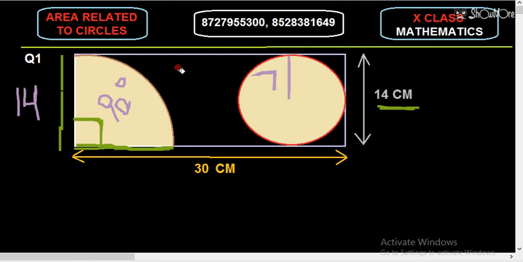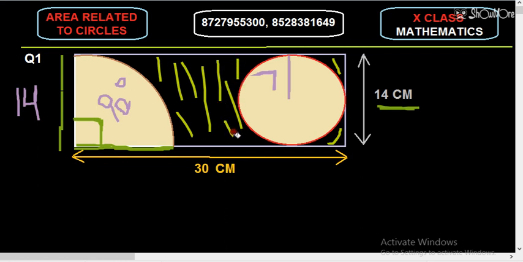So what do we have to do? We have to find the unshaded area. Question is not mentioned here. So what is the unshaded area? This black one is the unshaded area. This black one and this black one. So this black portion is the unshaded area, and the rest is the shaded area. I repeat, the unshaded area is the black one inside this rectangle only.